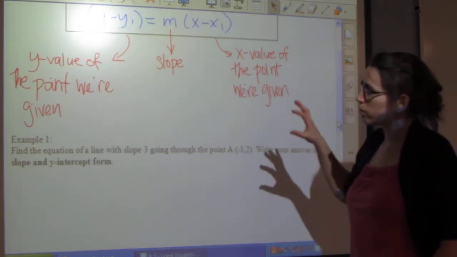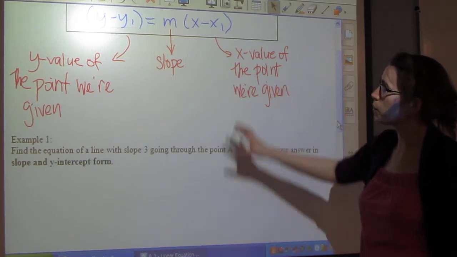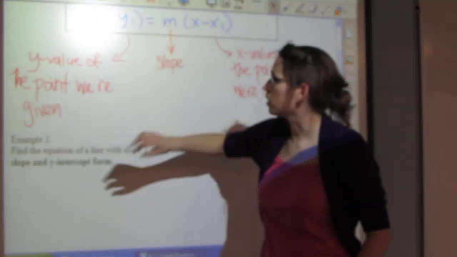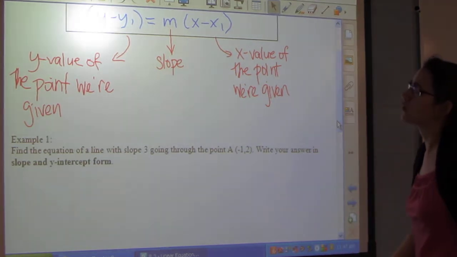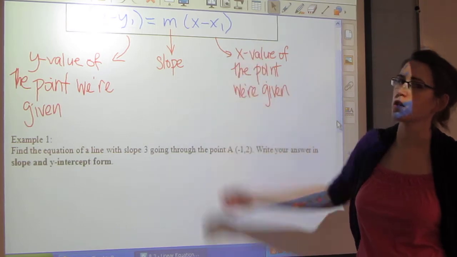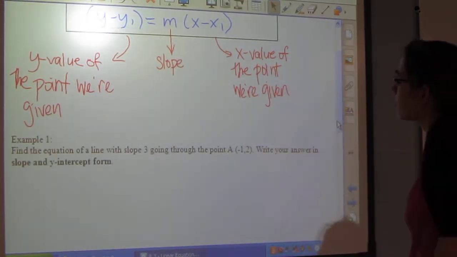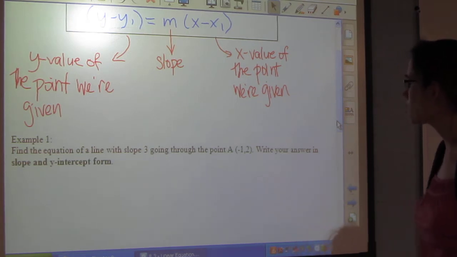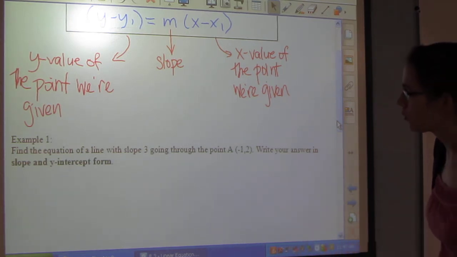So let's pull through this equation. Let's pull through this blue equation right here using an example. Sometimes it helps a lot to start working through an example, to start figuring out what does this equation actually mean? How do I use it? So find the equation of a line with a slope of 3 going through the point A, which is negative 1, 2. And we want to write our final answer in slope and y-intercept form.